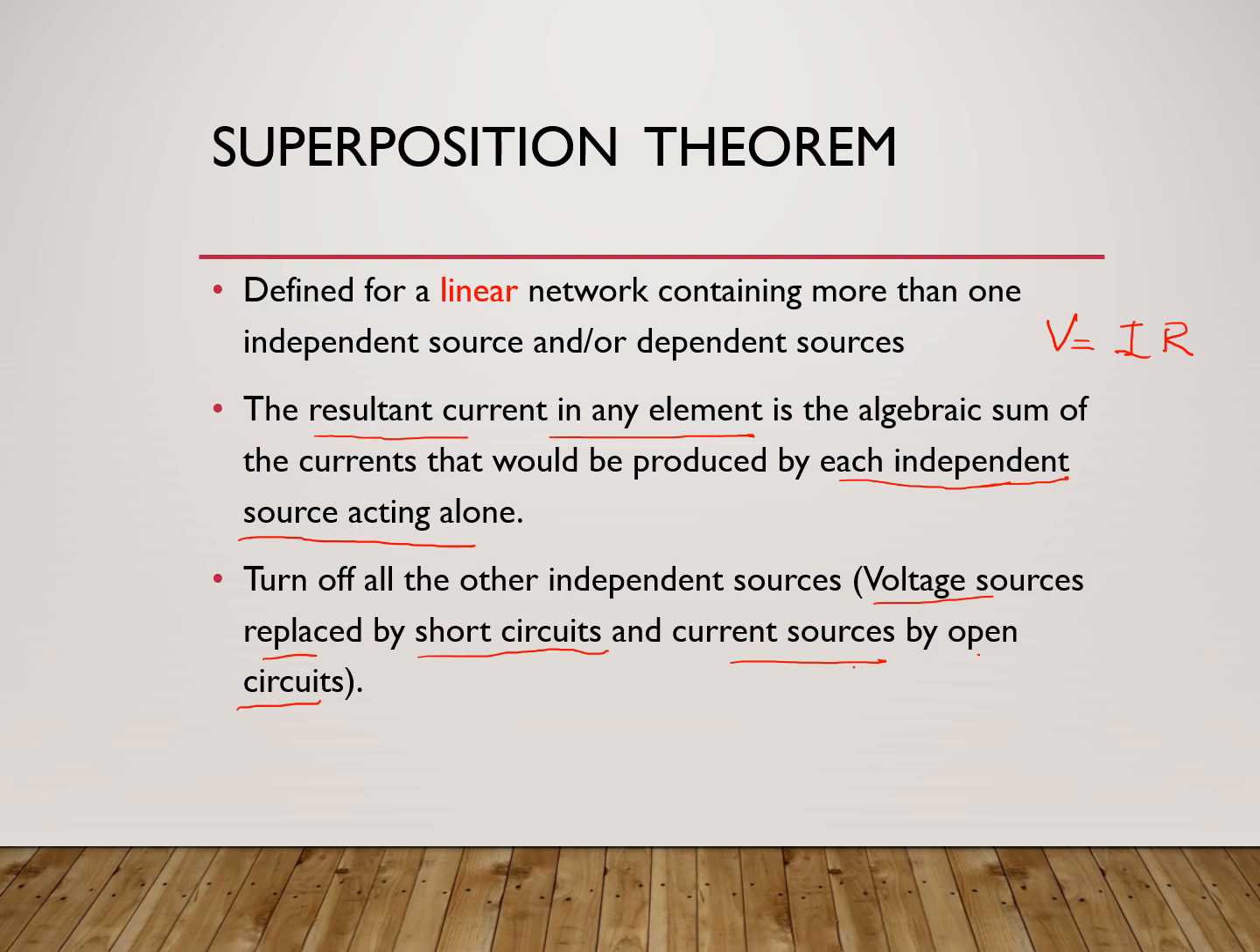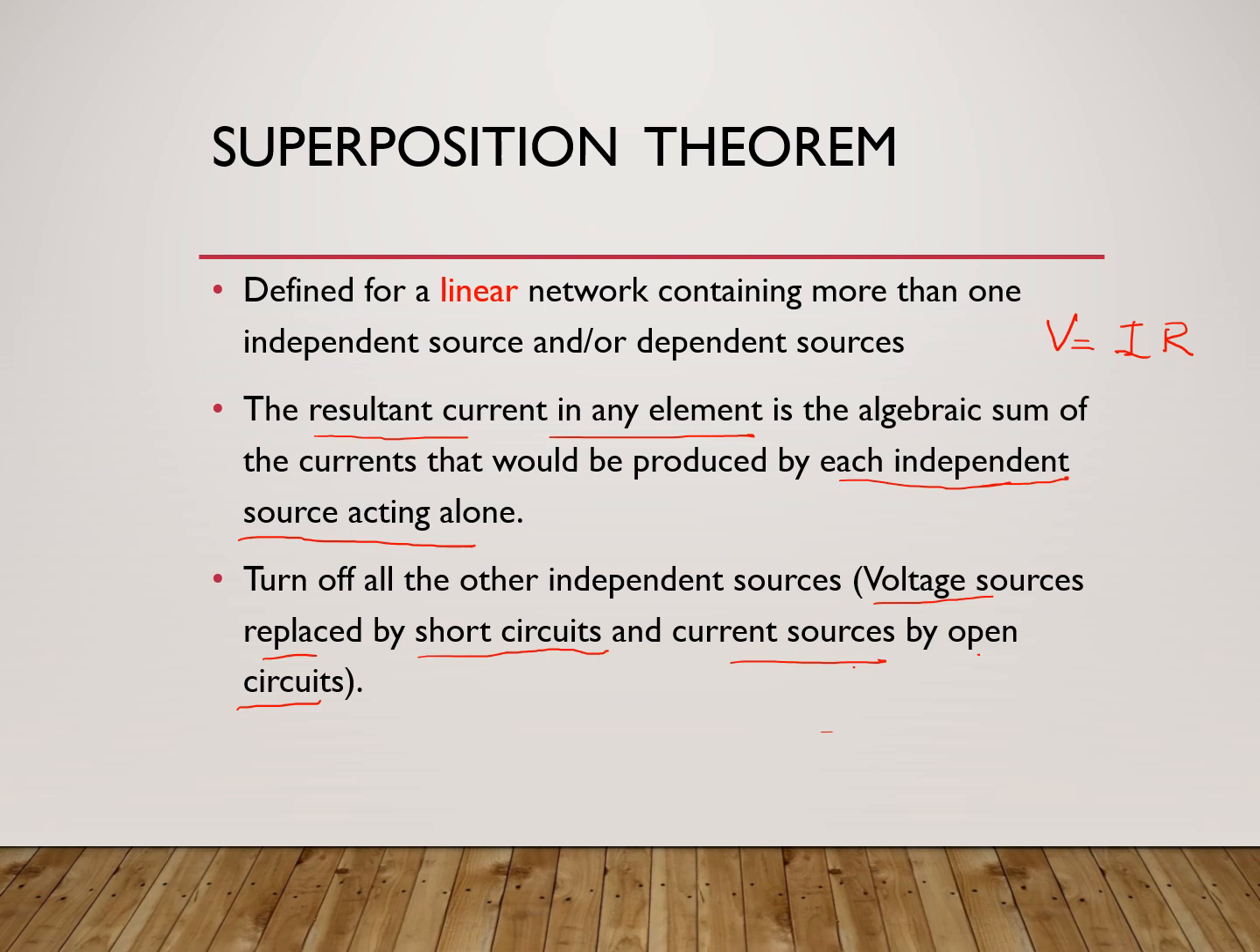So you consider each source at a time, finding out the current through a particular element. Different cases are considered, and finally the algebraic sum of the currents that would be produced in the element is found out. So it would be like I is equal to I1 plus I2 plus and so on. So this is how it is done.